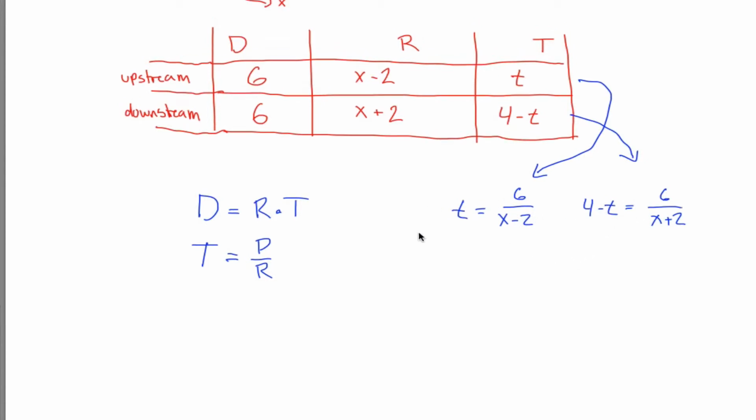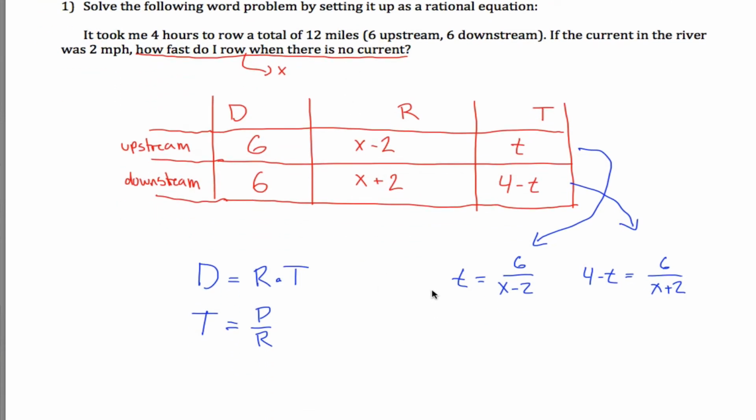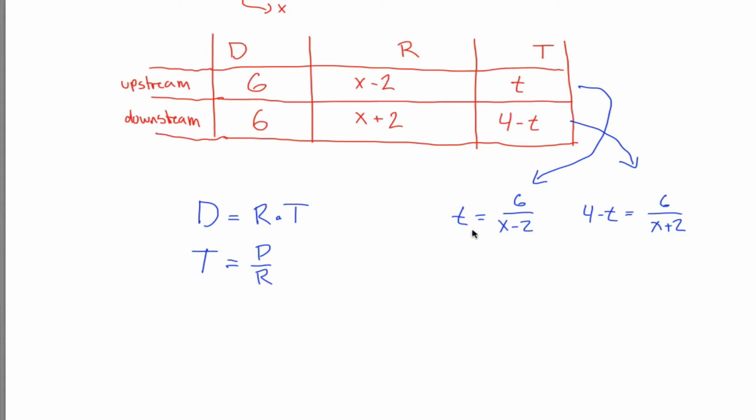I want to solve for x. x is the question that I'm being asked. So I don't want there to be any t's in there. So what I can do is say, well, I know what t is equal to. It's 6 over x minus 2. So let's take this equation right here, but instead of writing t, I'll write 4 minus what I figured out t was equal to. This is a kind of tricky substitution, so I'll repeat it.